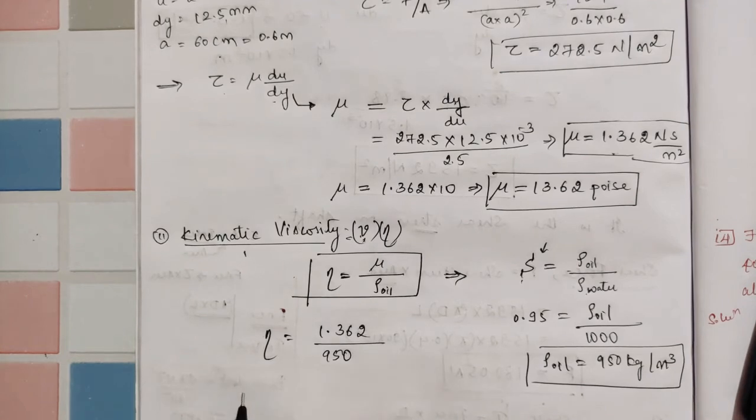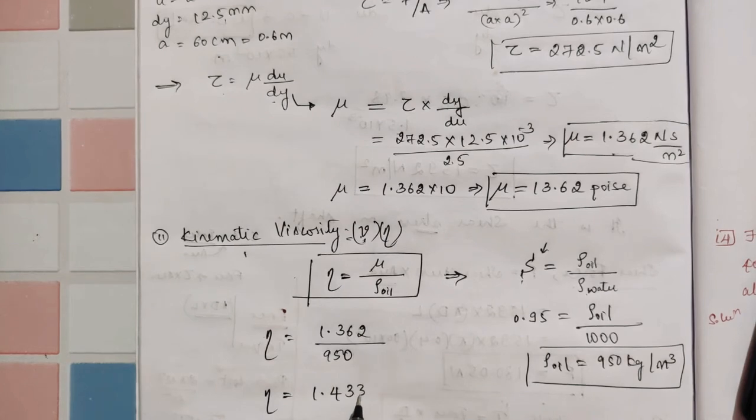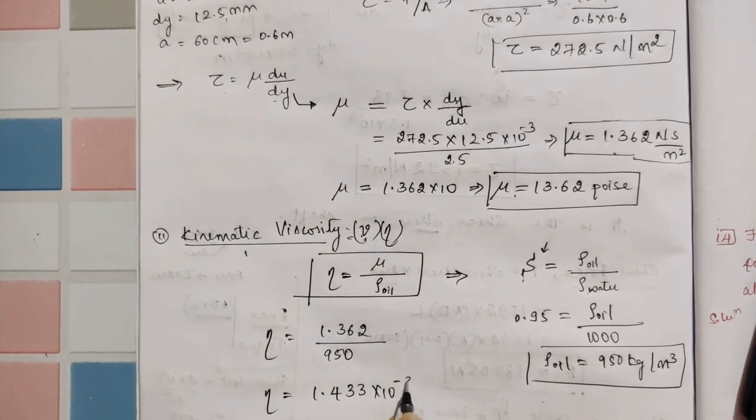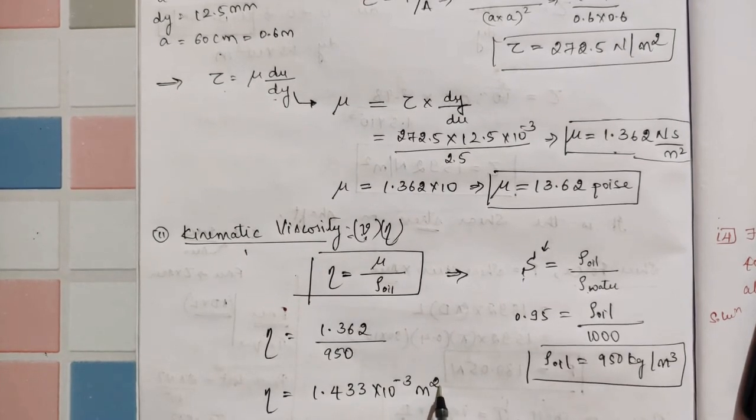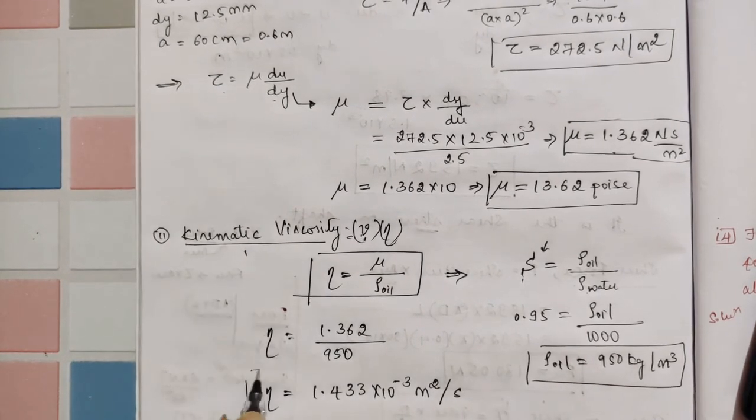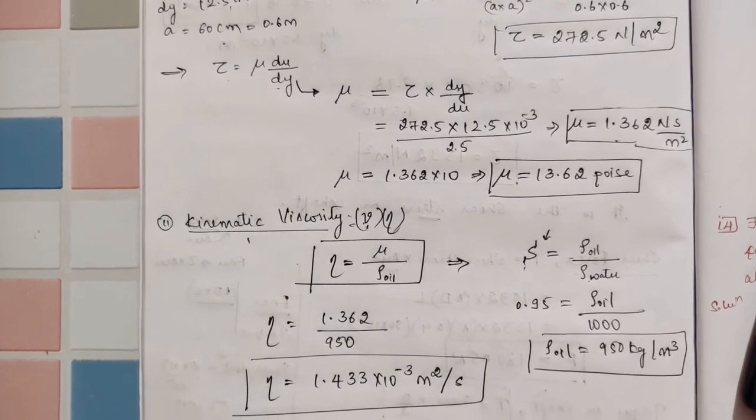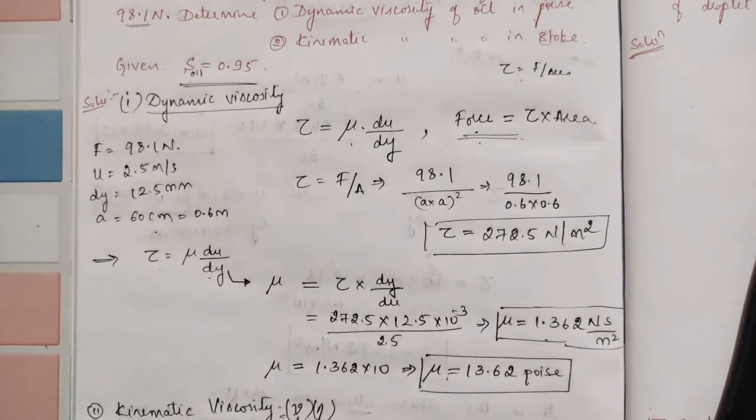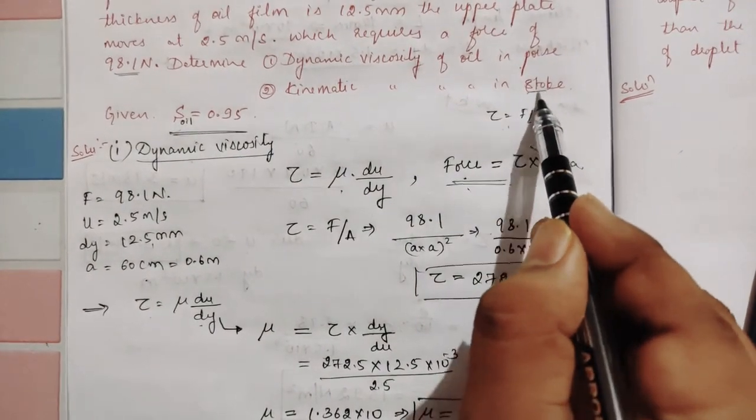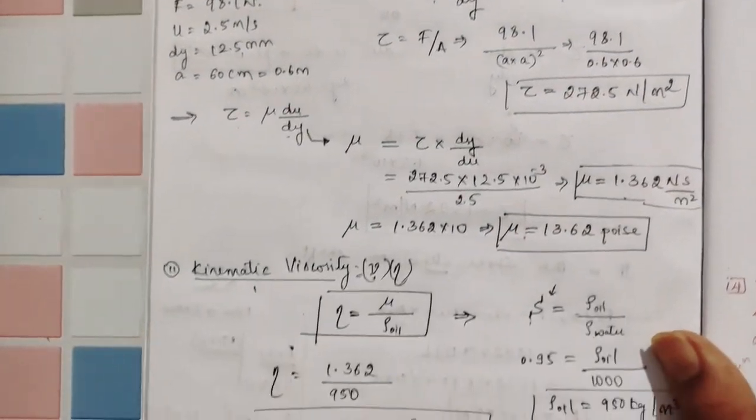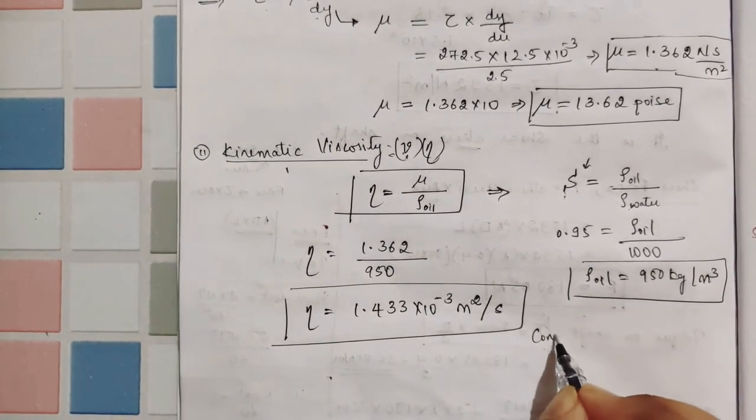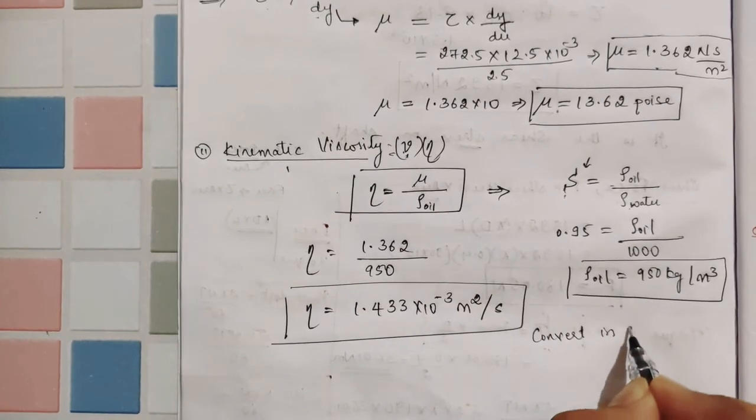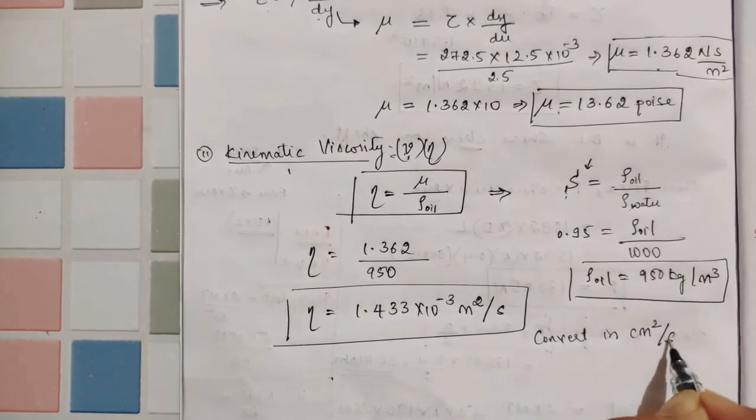It will be 1. Your kinematic viscosity will be 1.433 into 10 power minus 3. So what is the unit? Meter square per second. Eta. What they have asked is to give the value in Stoke. So Stoke is what? We have to convert, so convert in centimeter square per second.